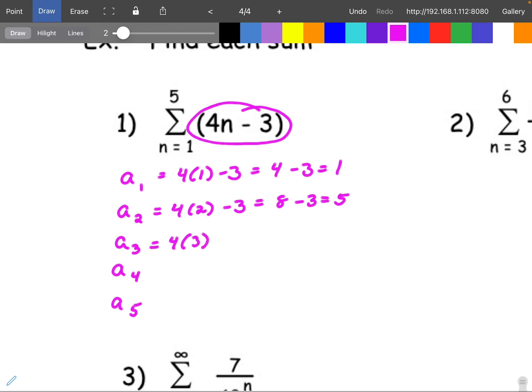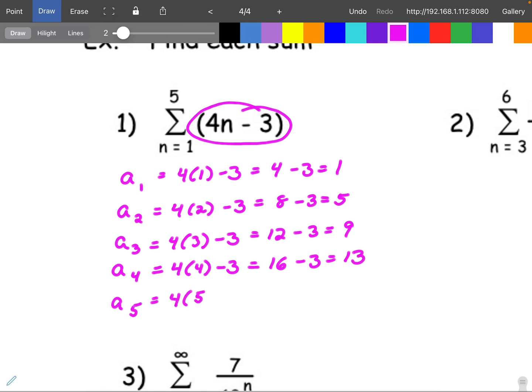Now we find the third term. So 4 times n, which is now 3, minus 3. Well, 4 times 3 is 12. Minus 3 would be 9. So our third term is 9. Fourth term, n is now 4. So 4 times n, which is 4, minus 3. 4 times 4 is 16. Then we subtract the 3, and we get 13. So 13 is our fourth term.